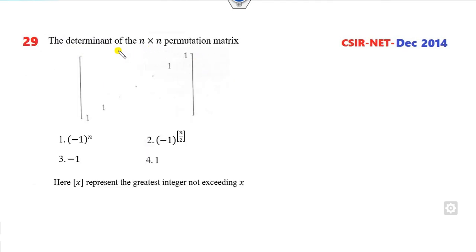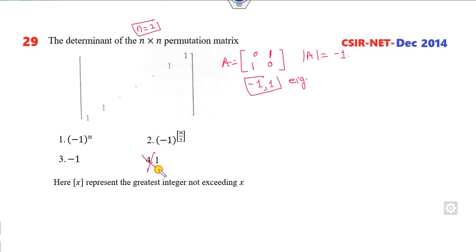Now again you can think about the determinant of the permutation matrix of n cross n. So I can choose n is my 2 firstly. So it is my 2 cross 2. These are the values. So what is the determinant of this? So we can see eigenvalues are my minus 1 and plus 1. These are my eigenvalues, or otherwise you can find the determinant of this matrix. It is clearly a minus 1. So this option is cancelled when n is equal to 2. Now, when n is equal to 2, it's a 1. So both options are correct.